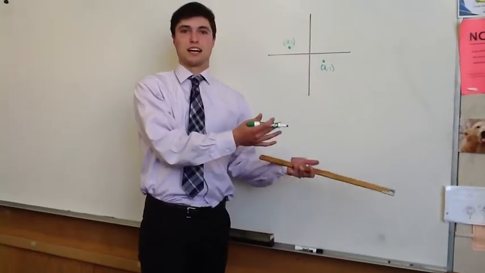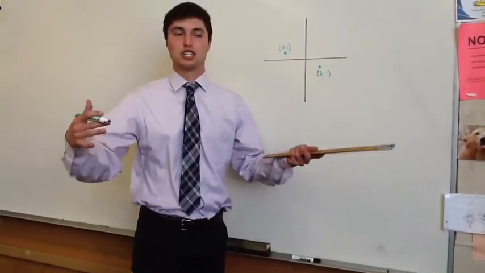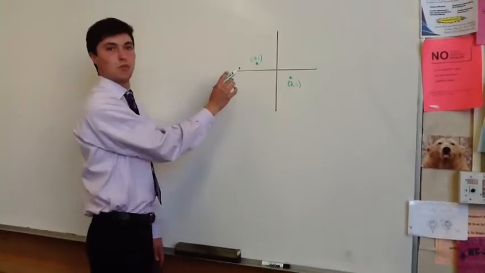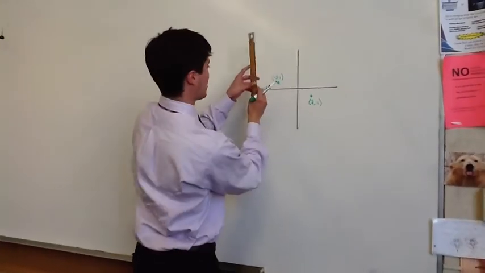Here we have a real-life example to put the distance formula to use. Here we have point 2, -1, and here we have point -3, 1. So we make our little triangle.